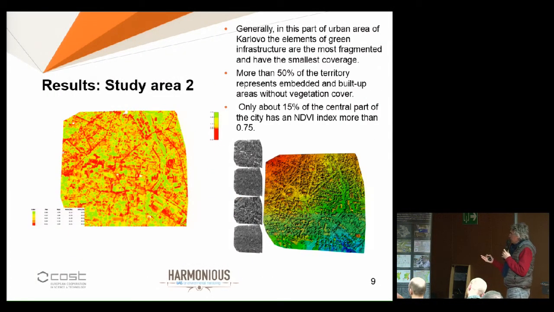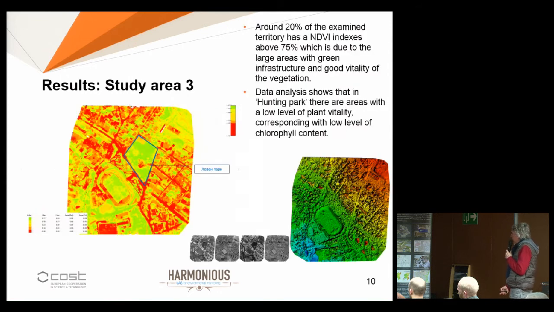This is the real center of the city. And you can see that this vegetation is mostly fragmented, and around 50% of the territory is without vegetation cover at all. At the same time, 50% of the central part of the city has an index higher than 0.75.